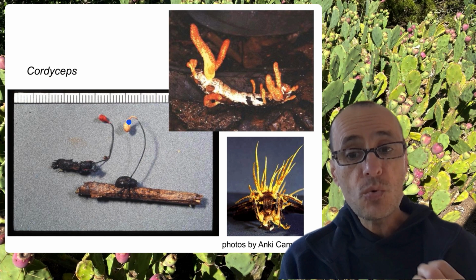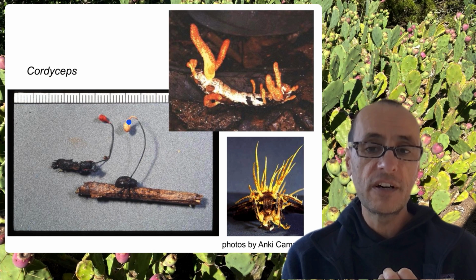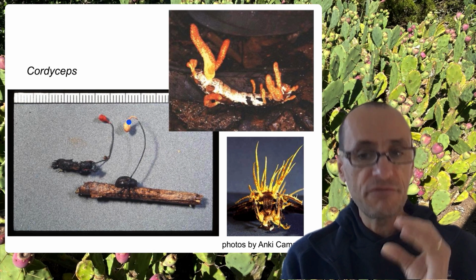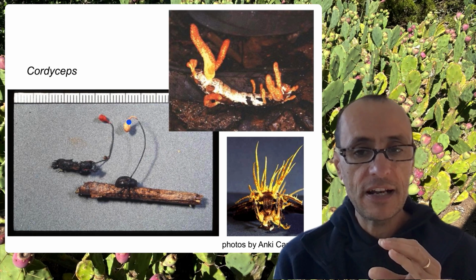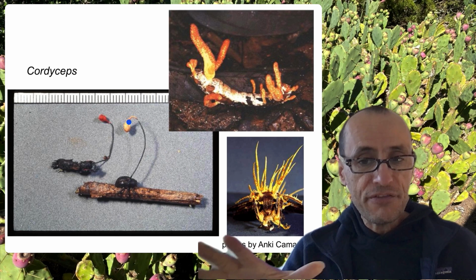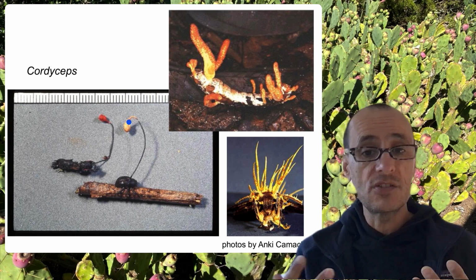Fungi are one of the few organisms that can actually break through the cuticle directly of an insect. The chitin is very hard to break down, and fungi are one of the things that have actually figured out how to do that. Once they've entered the cuticle, then the hyphae and the vegetative bodies are what consume the insect.